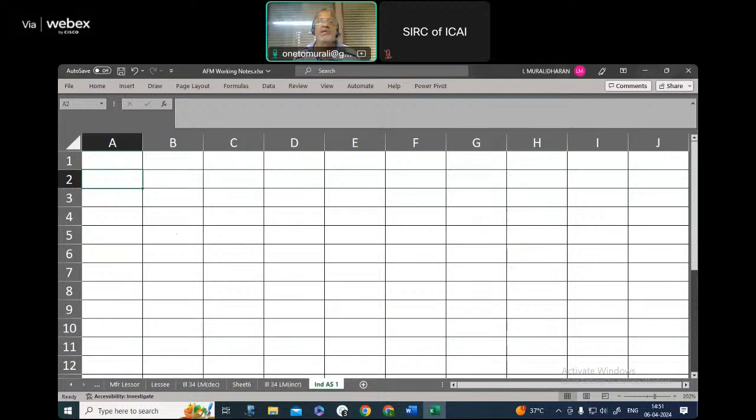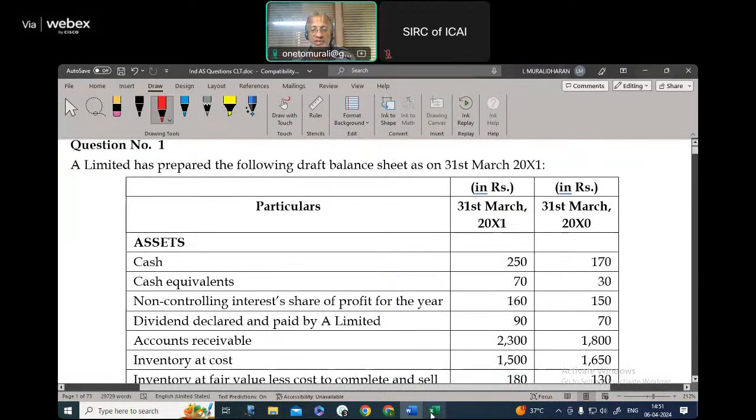Since the information belongs to non-controlling interest, we will title it as a consolidated balance sheet for the company A Limited. Consolidated balance sheet of A Limited as on 31st of March X1.